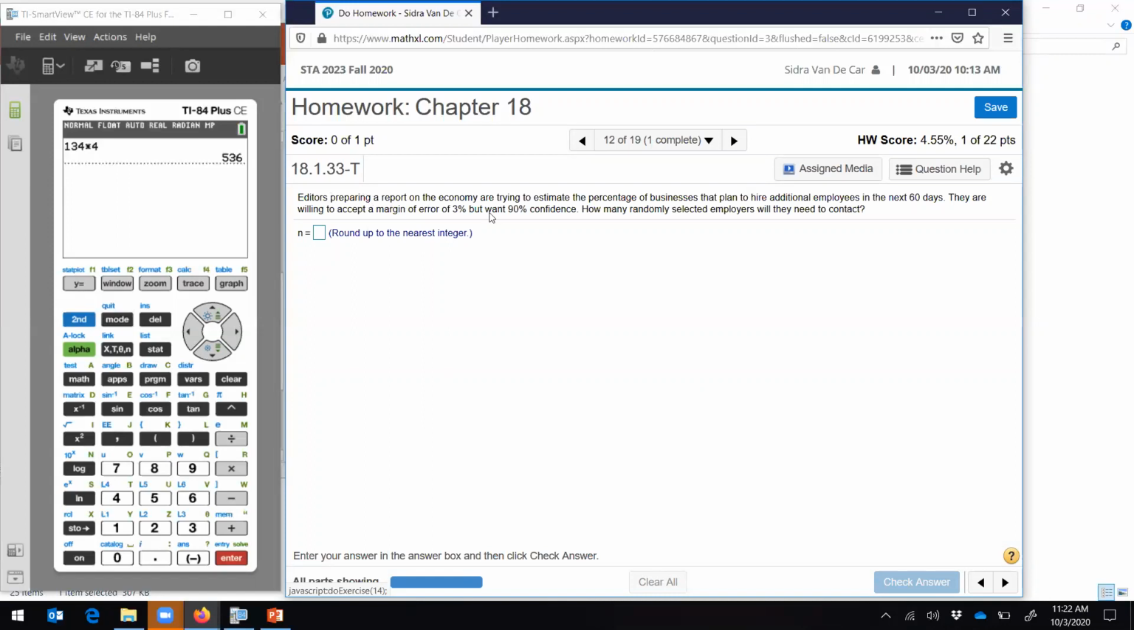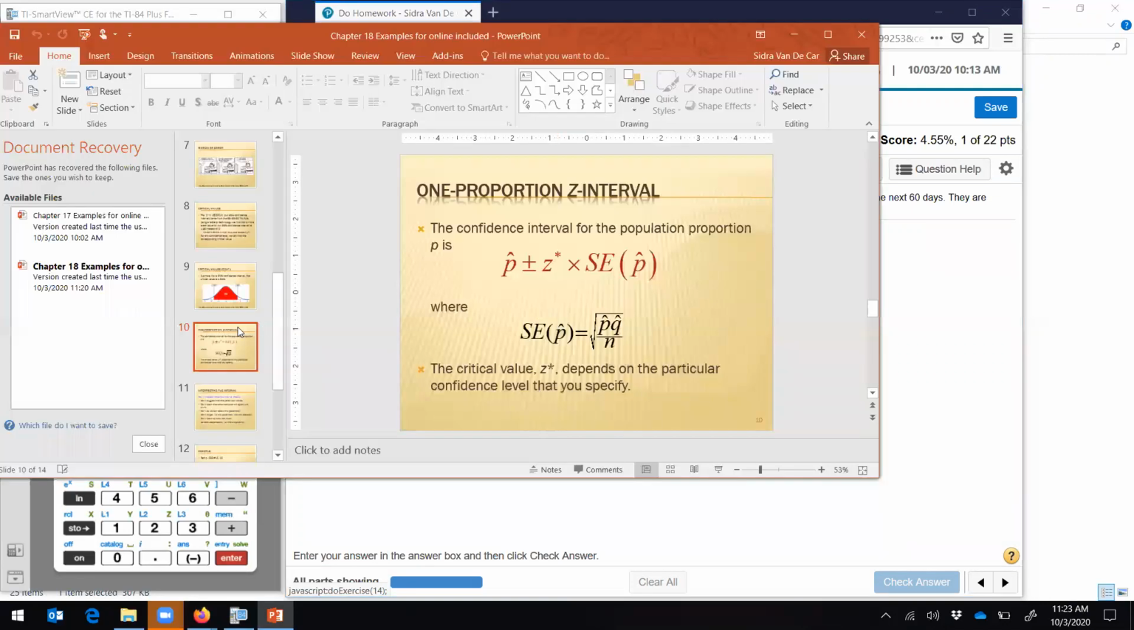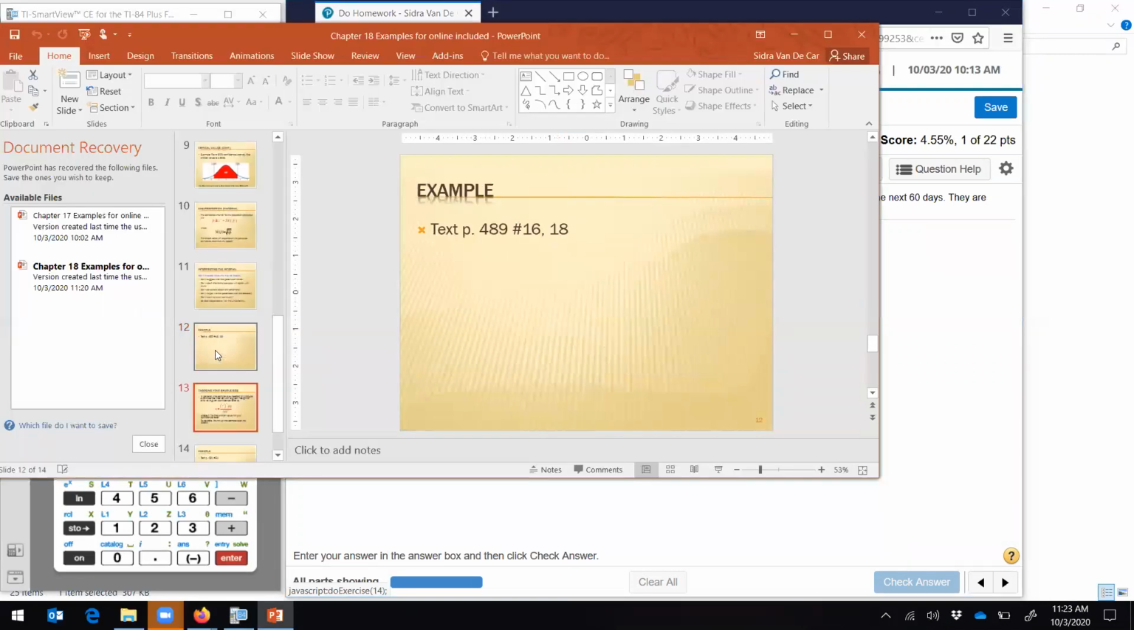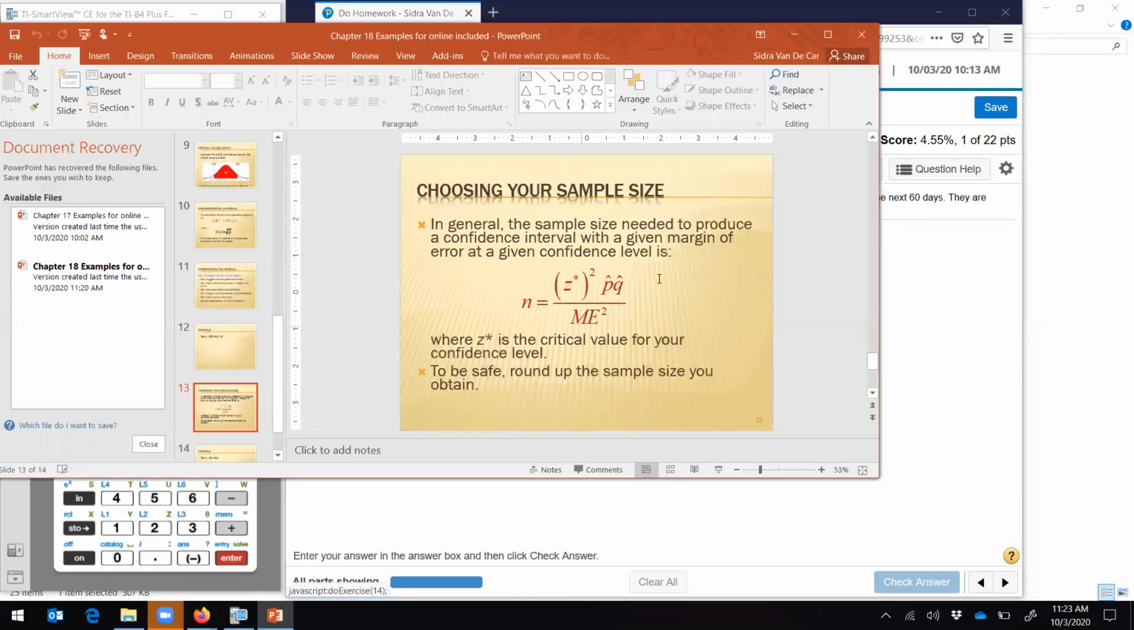Editors preparing a report on the economy are trying to estimate the percentage of businesses that plan to hire additional employees in the next 60 days. They are willing to accept a margin of error of 3%, but want 90% confidence. How many randomly selected businesses? I showed you here how to get your sample size. All right, so look at this.